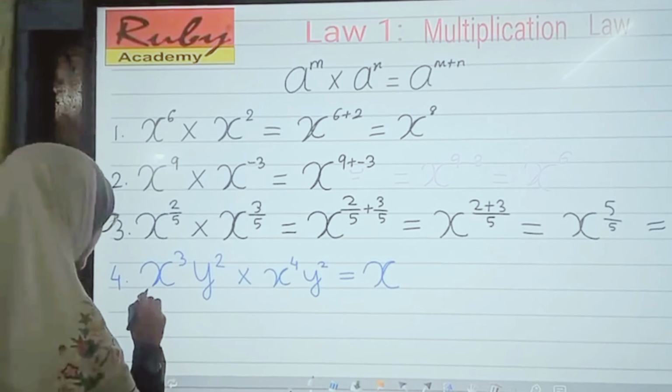So let's write the answers. x raised to 3 plus 4, which is equal to 7. And y raised to 2 plus 2, which is equal to 4. Now this is our final result.